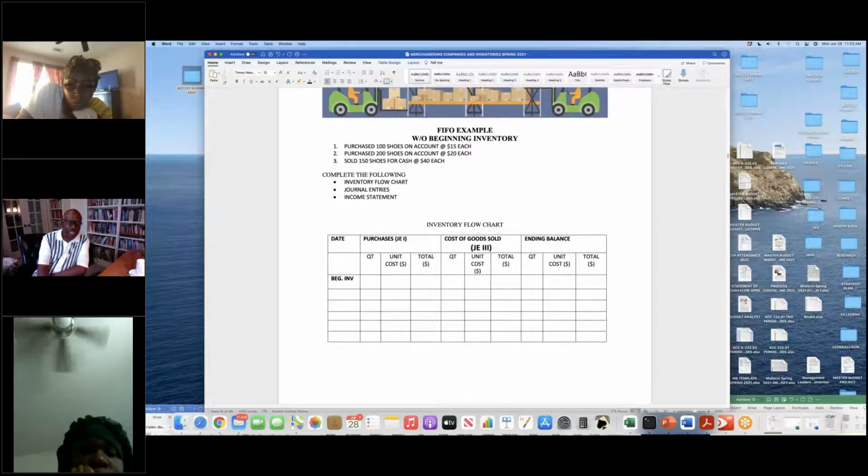So let's look at the chart again. Journal entry 1, whenever we purchase something. Journal entry 3, when we sell it. So you want to keep that in mind. And I'm going to say this 3 times.